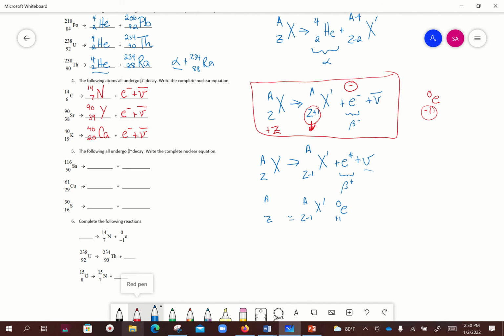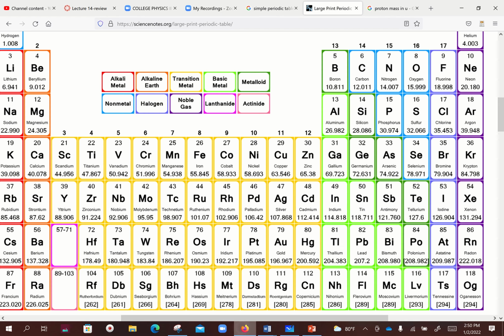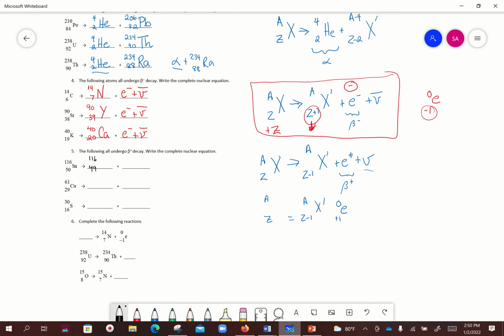Okay, so let's do these examples. So I've got 116, 50, tin. So what's going to happen? I've got 116 is going to stay the same. The 50, now I jump down 1 spot in the periodic table, so my 50 goes to 49. Okay, so I look at what's 49 in the periodic table. 49 is indium, In, and of course it gives off a positron plus a neutrino.